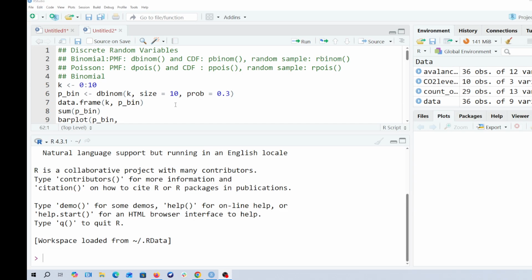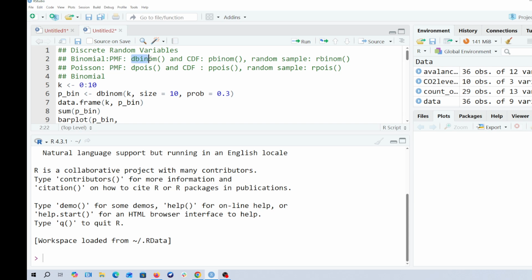I posted notes in our WhatsApp group on the discrete random variables as well as the normal distribution. So today we are going to be looking at how we can do most of these using R. We did look at the binomial distribution and the Poisson distribution, and we know the probability mass function, which is mostly used for discrete random variables.